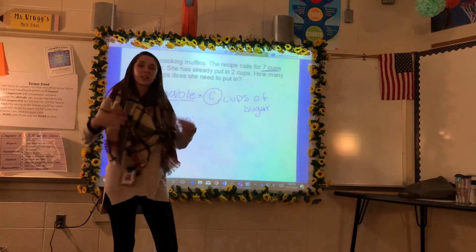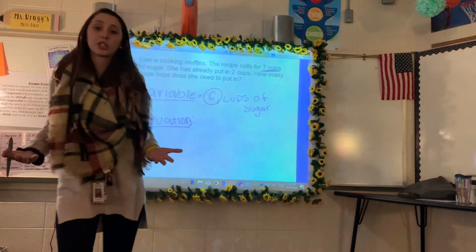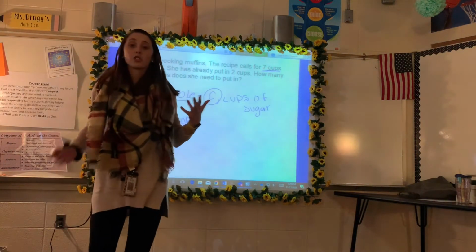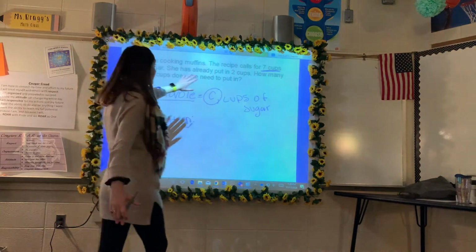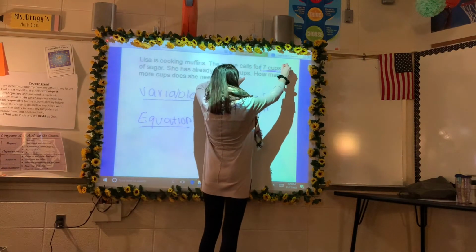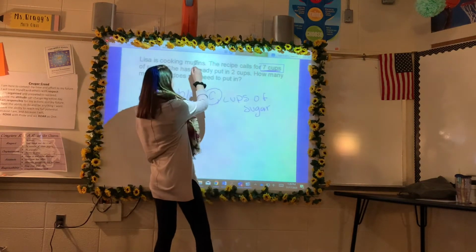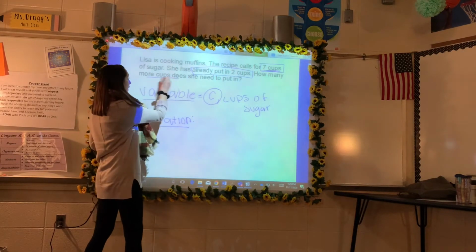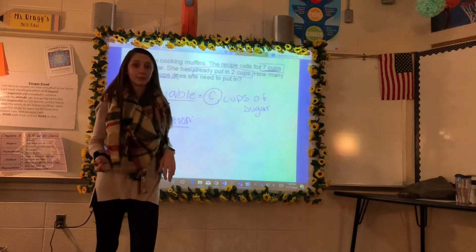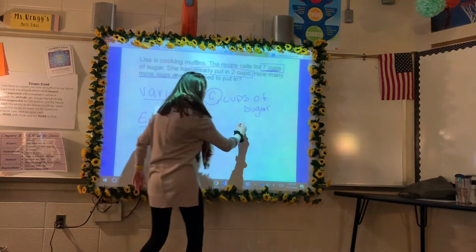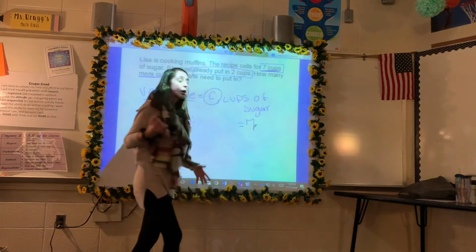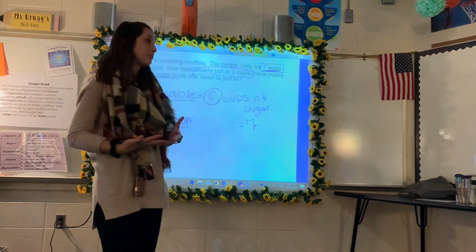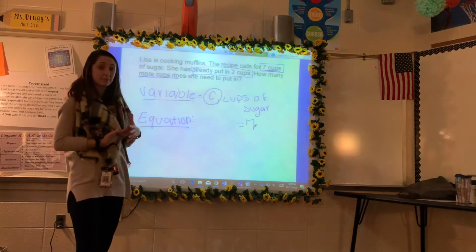All right, and this is where a little more work comes in because it's a little trickier, because we have to translate this into an equation, okay? So I want us to pull out key numbers. So we said 7 cups was something key. She's already put in 2 cups, and it wants to know how many more cups she needs to put in. All right, so our total is 7. So this whole equation is going to equal 7, because that's how much she already needs, okay?